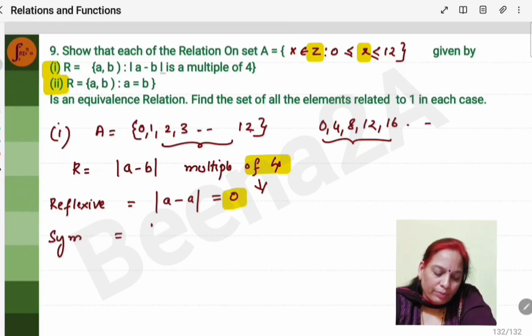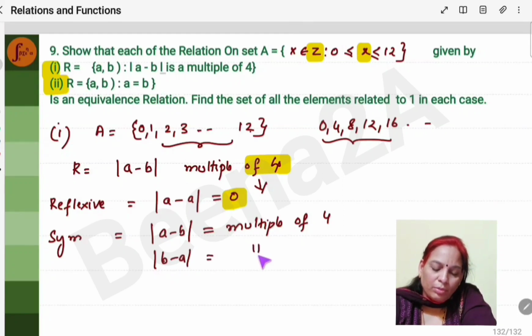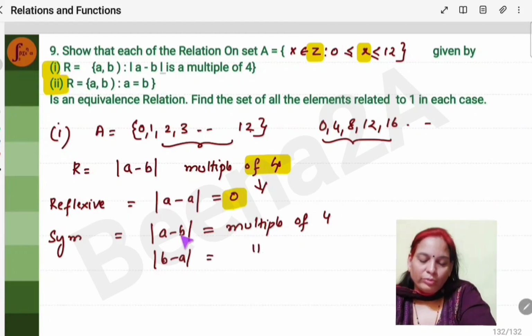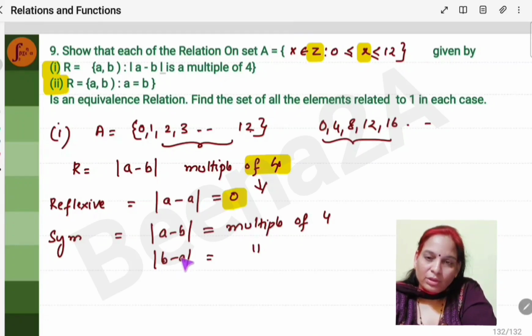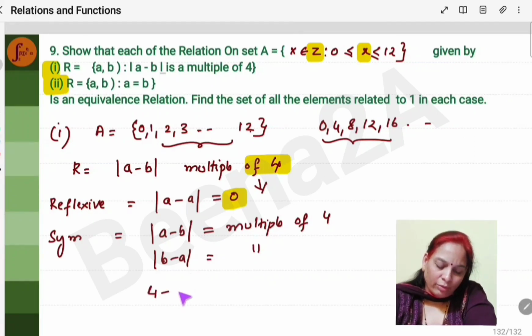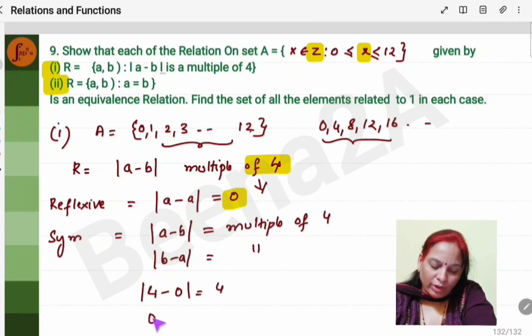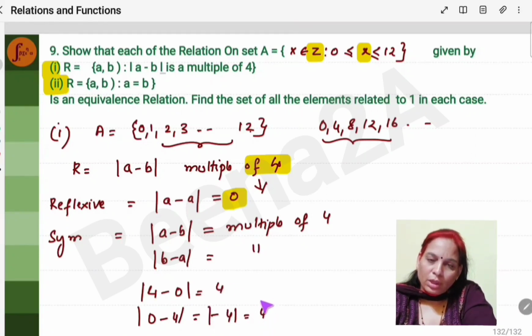Now, similarly, symmetric, right? For symmetric, if a minus b is a multiple of 4, then b minus a should also be a multiple of 4, right? Now, obviously, the numbers are reversed, so when you subtract, you will get the same number because there is modulus here. If I take 4 minus 0, I'll get 4, which is a multiple of 4. Then 0 minus 4 is modulus of minus 4, and modulus of minus 4 is plus 4. So both the answers are same, even though you reverse the numbers, right?